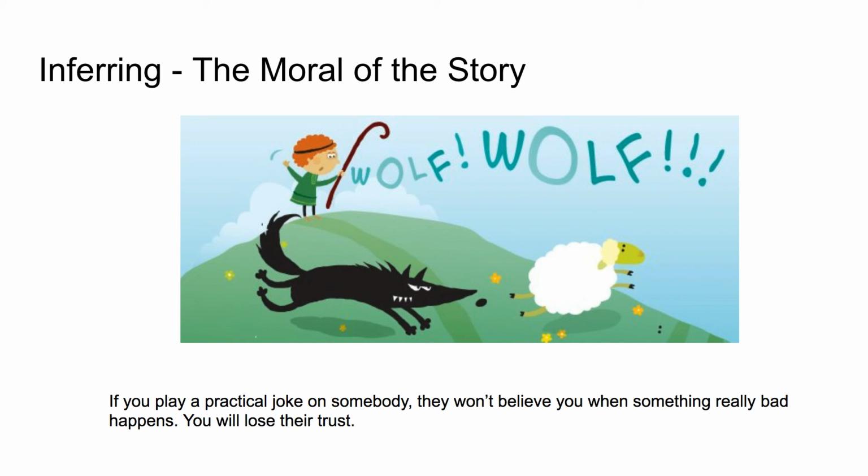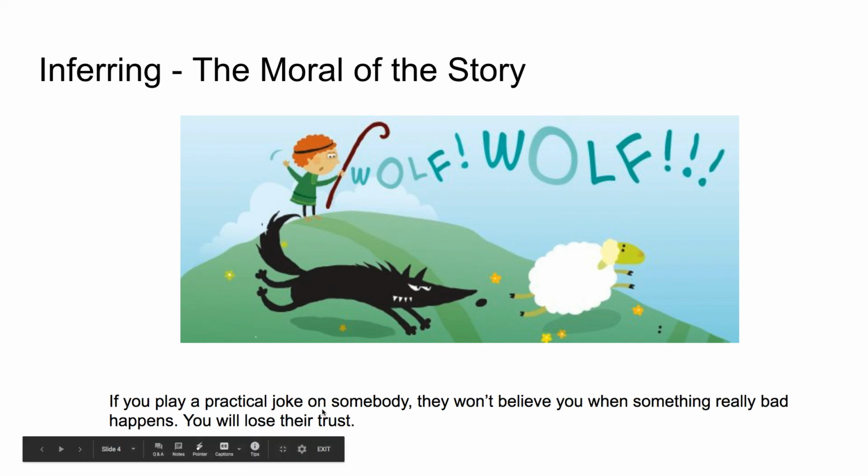And basically, he says, "I fooled you." He does that once, he does that twice. And guess what? The third time, there's actually a wolf. He calls out, "Wolf, wolf." Nobody comes. He's in big trouble. So, what is the moral of the story? Can you guess? Can you infer? Well, if you play a practical joke on somebody, they won't believe you when something really bad happens. You will lose their trust.